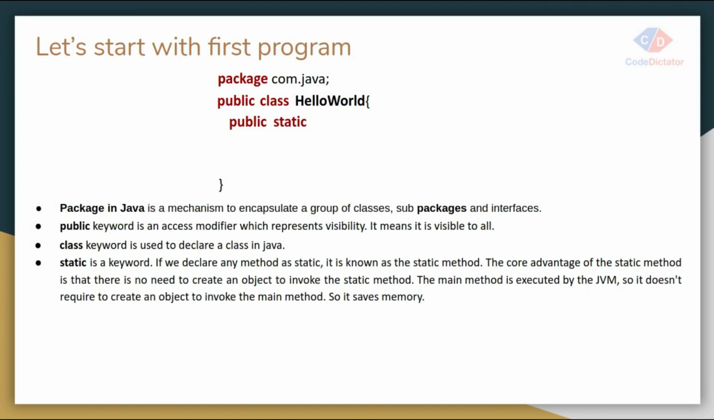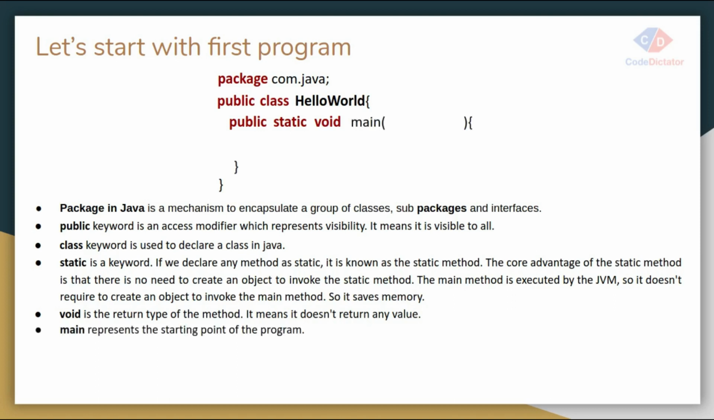Static is a keyword. It means that to access a static method, there is no need to create any object of that class. Without using any dot operator we can access that static method, and it helps us save memory because it shares the same memory location throughout the life of that static variable or method. Void is the return type of your main method. Your main method never returns anything, that's why we give it void. Main is the entry point, or starting point, of your program.